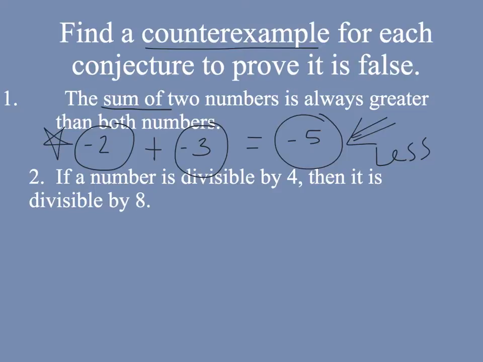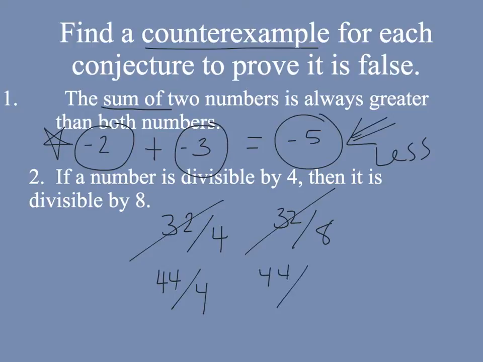Second one, if a number is divisible by 4, then it is divisible by 8. So if I pick 32, 32 is divisible by 4, and it's divisible by 8, so that doesn't work. What about 44? 44 is divisible by 4, but it is not divisible by 8. So 44 works as my counterexample.